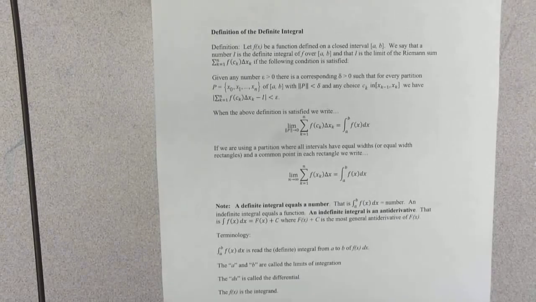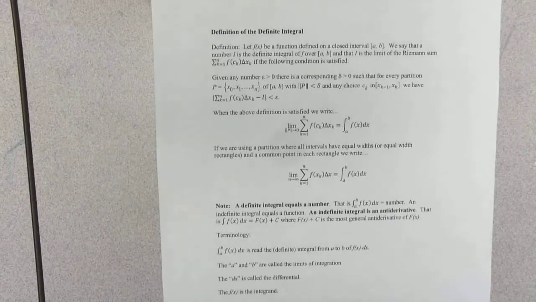We say the number I is the definite integral of f over the closed interval [a, b], and that I is the limit of the Riemann sum, the sum from k equals 1 to n of f of c sub k delta x sub k, if the following condition is satisfied.